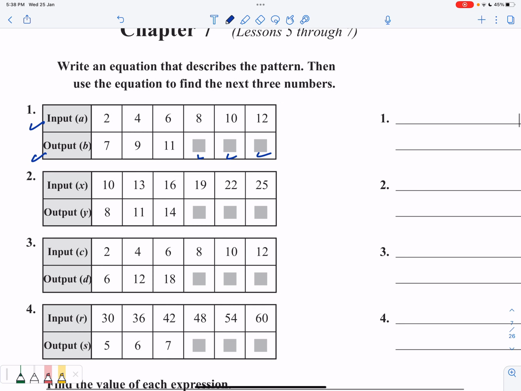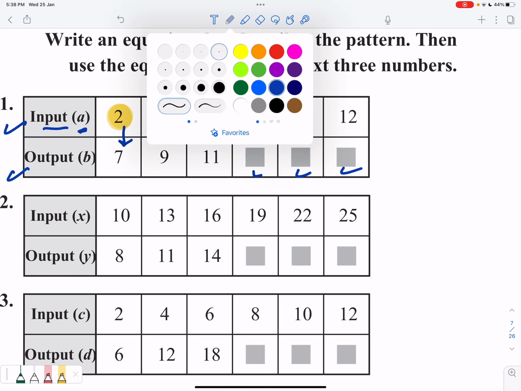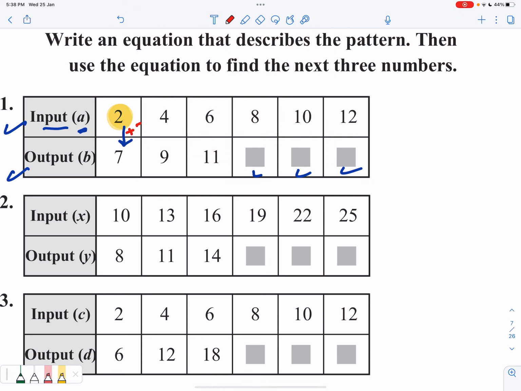First, we start with the input. Always we write the input. The input here is A, so I will write A. Then I will take a look at one of these inputs. I have 2, the number 2. Then this number changed to 7. So what happened to the 2 to become a 7? Of course, we added 5 to that.